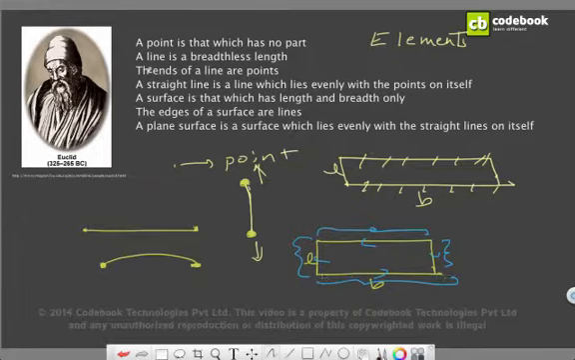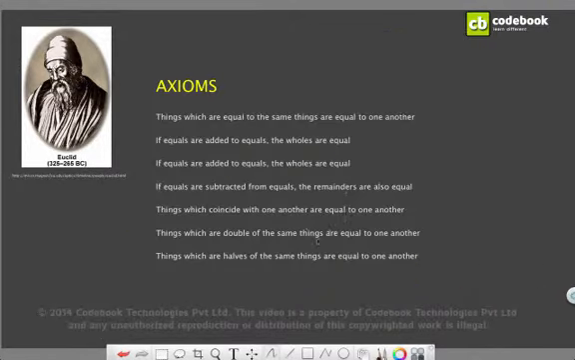And finally, a plane surface is a surface which lies evenly with the straight lines on itself. So if you consider this, this is a surface which lies evenly on all the 4 lines. If the surface was something like that, then it doesn't lie evenly with the straight lines on itself. These are not straight lines. It's not lying evenly on them. So these are the 7 definitions that Euclid has defined in his book of Elements.